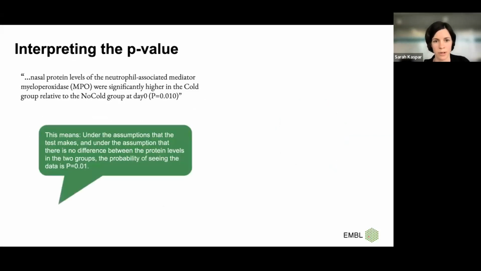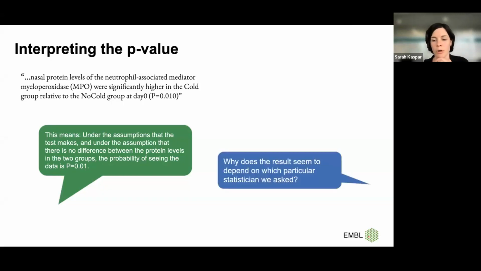Well, how do we interpret the p-value? This is what the p-value tells us. It tells us that under the assumption that the test makes, and under the assumption that there is no difference between the protein levels in the two groups, the probability of seeing the data that the authors saw is low. It's only 1%.